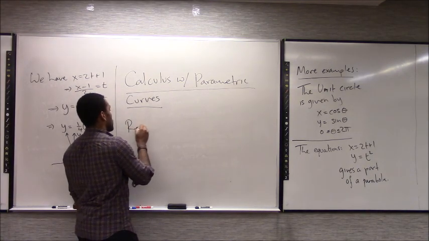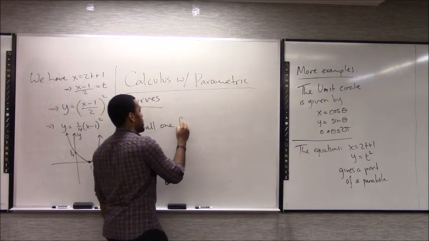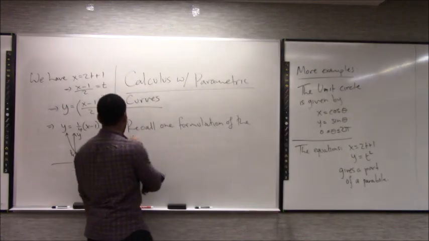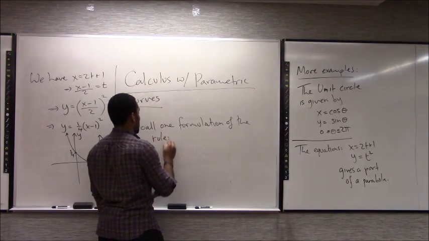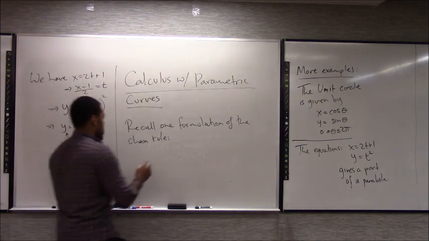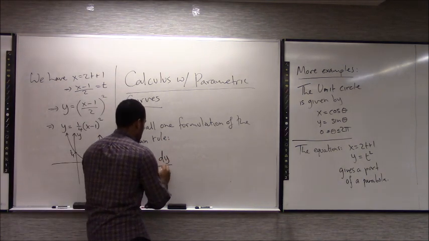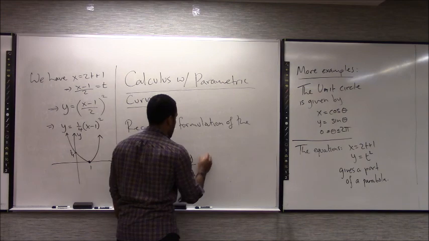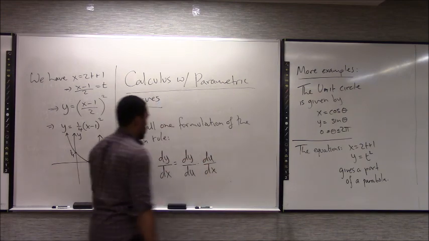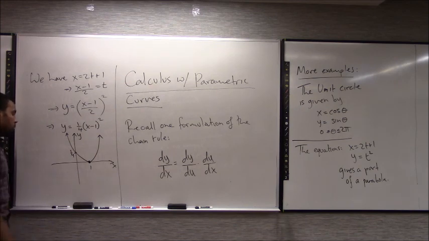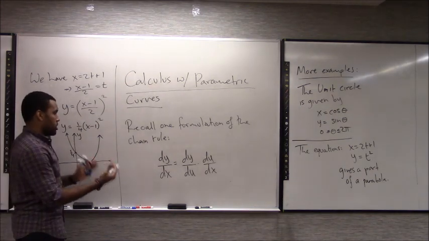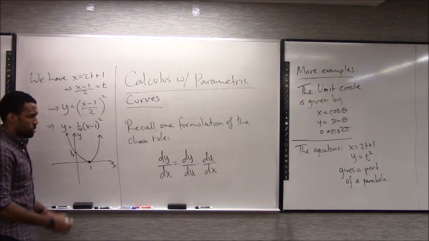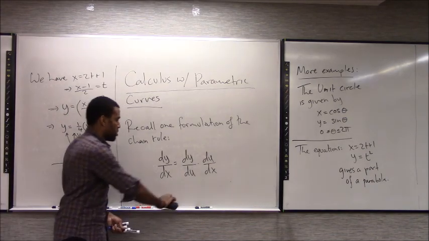So recall one formulation of the chain rule. One way that we can write the chain rule is to say that dy/dx is equal to dy/du times du/dx. Now normally your u is thought of as an inside function, so you think of your y as a function of u, find the derivative with respect to u, that's like finding the derivative of the outside, multiplied by the du with respect to x, and that's multiplying by the derivative of the inside.